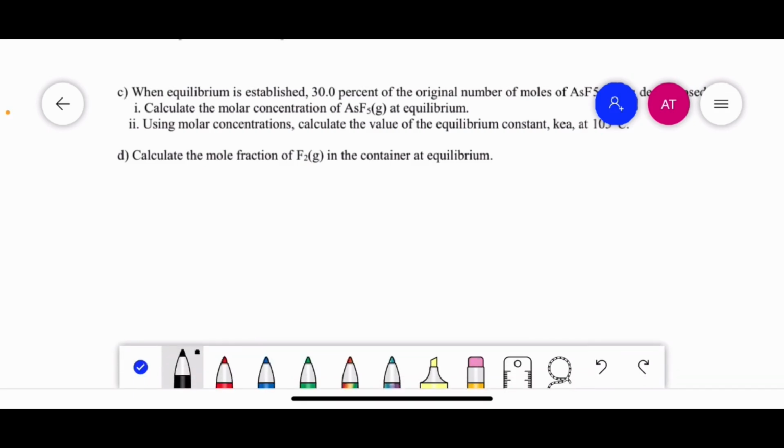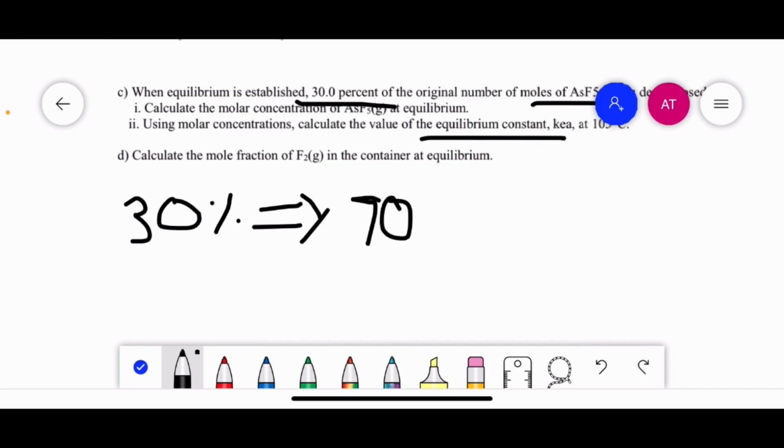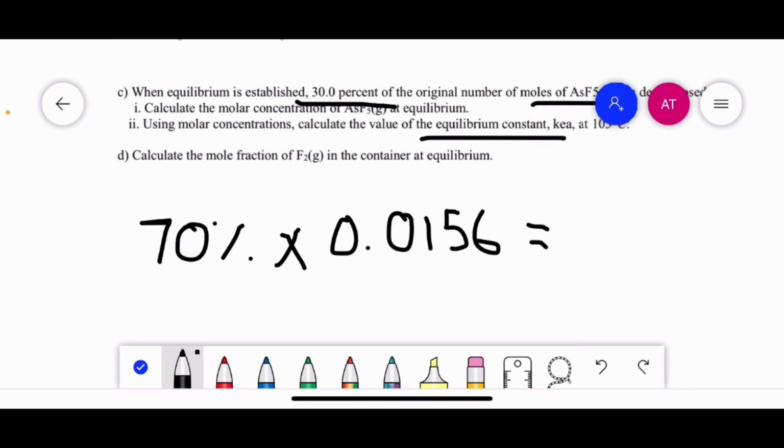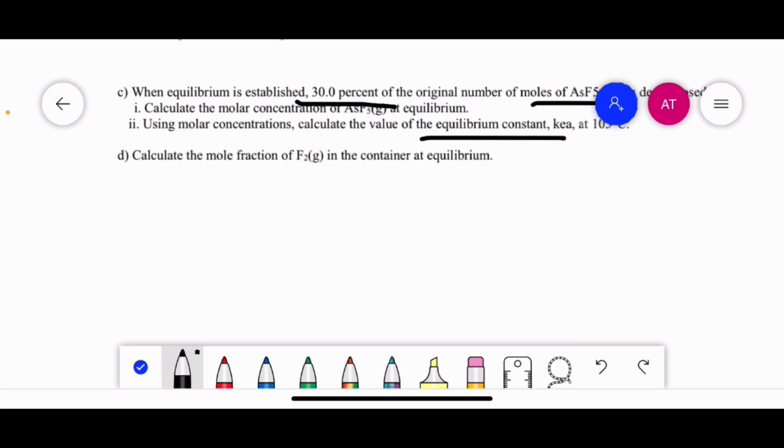So part C says that 30% of the original number of moles of AsF5 decomposed, and they want us to calculate the molar concentration at equilibrium and the value of the equilibrium constant. So if 30% decomposed, that means that we are left with 70% of the original number of moles of AsF5. So to find the molar concentration of AsF5, we just do 70% or 0.7 times the answer we got, which was 0.0156, and we get it to be equal to 0.0109 molar.